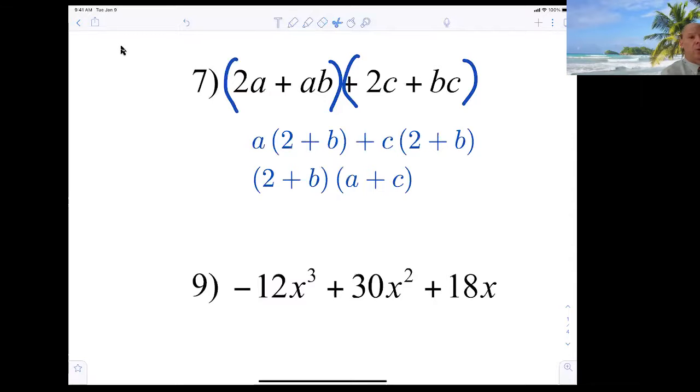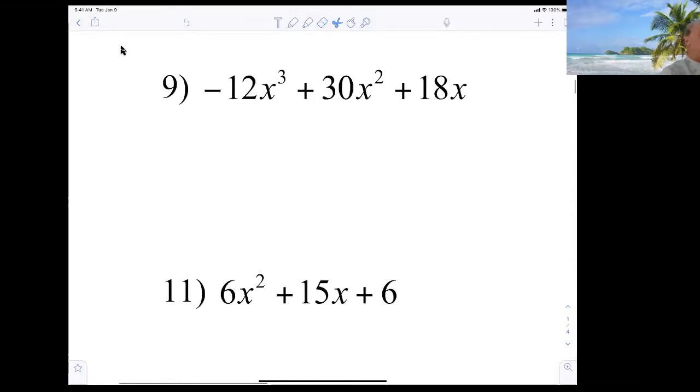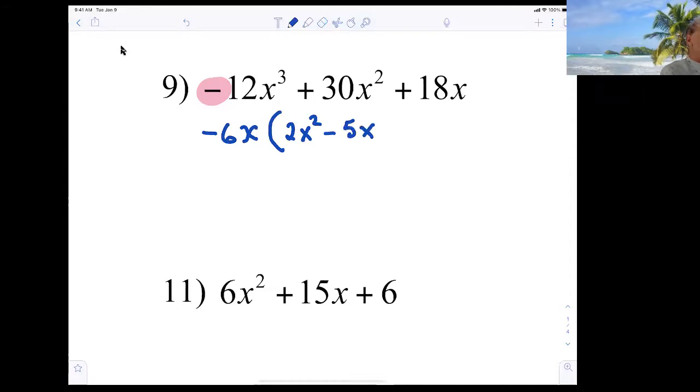All right. So now, let's try number 9. What do I need to factor out here? What kind of 6x? Negative. I told you when the leading coefficient is negative, we factor out a negative. So what's common with 12, 30, and 18? So -6, and then I can factor out a what? X. Thank you. All right, now when I factor out that x, 2x squared minus 5x minus 3. Beautiful.